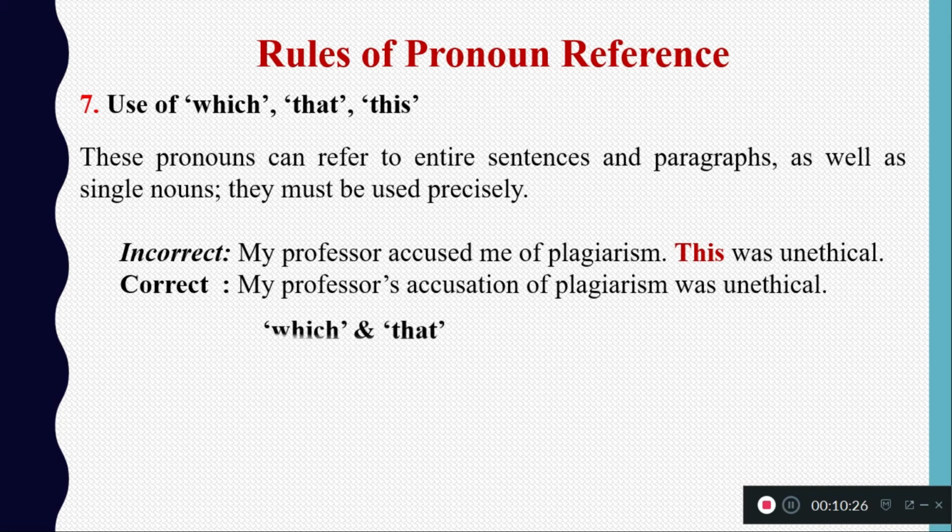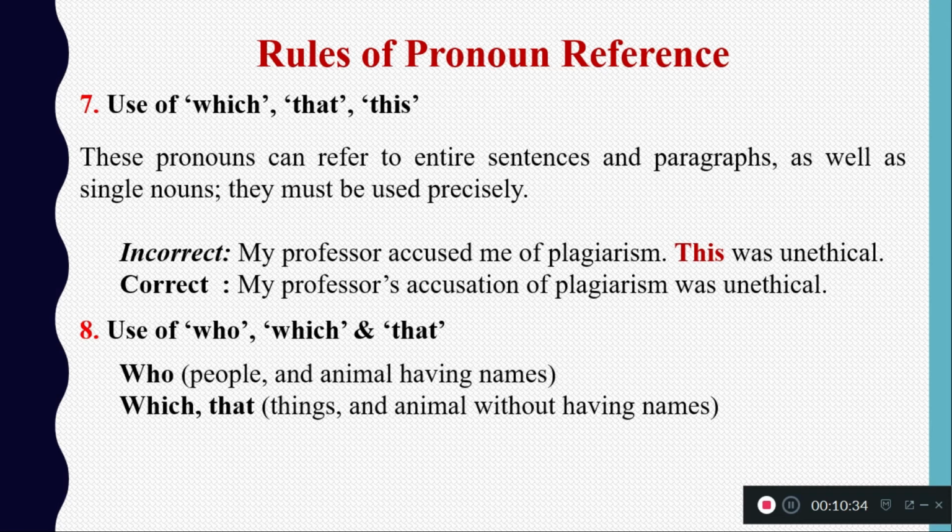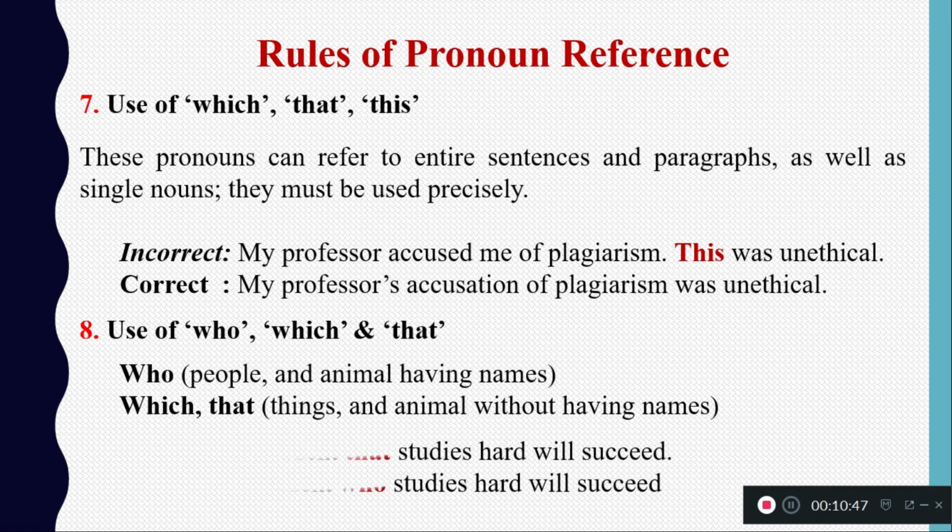Finally, the use of who, which, and that. Who is used for people and animals having names, and which and that are used for things and animals without having names. Here is an example for you. Read the example. You will be able to understand the use of the pronouns who, which, and that.